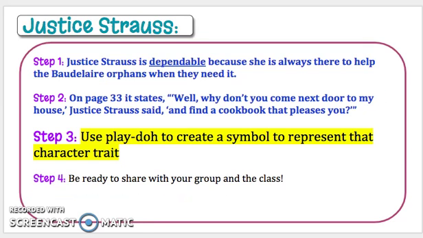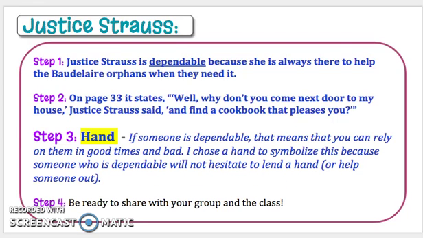So the next step is using Play-Doh to create a symbol to represent that character trait. So you have a little jar of Play-Doh. You can still do this part of the activity, even if you're in a different location. So take some time, when you're at this step, to think of a symbol to represent your character trait. I chose a hand to represent my character trait because if someone's dependable, that means you can rely on them in good times and bad. I chose a hand to symbolize this because someone who is dependable will not hesitate to lend a hand or help out. So that's kind of my justification for why I chose a hand. Okay, so you can see how you're finding something to symbolize this trait.